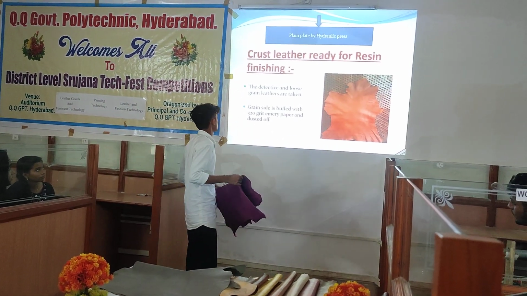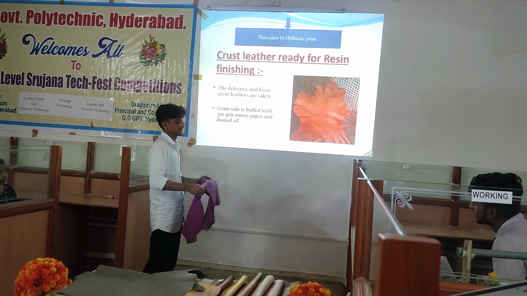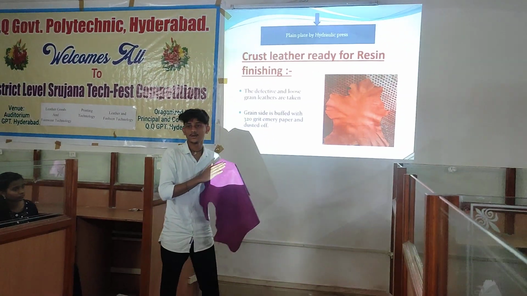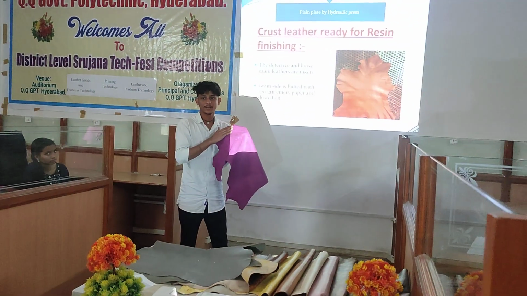Grain side is buffed with the electronic grain table. This is called grain side. This is called flesh side. We have to remove the grain defects by emery paper.